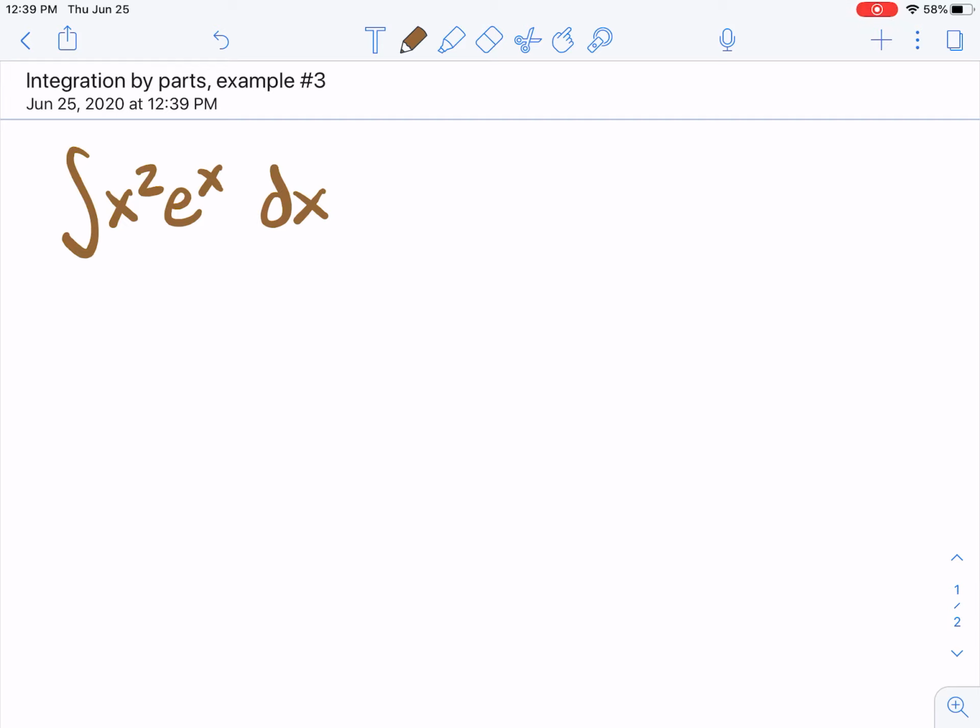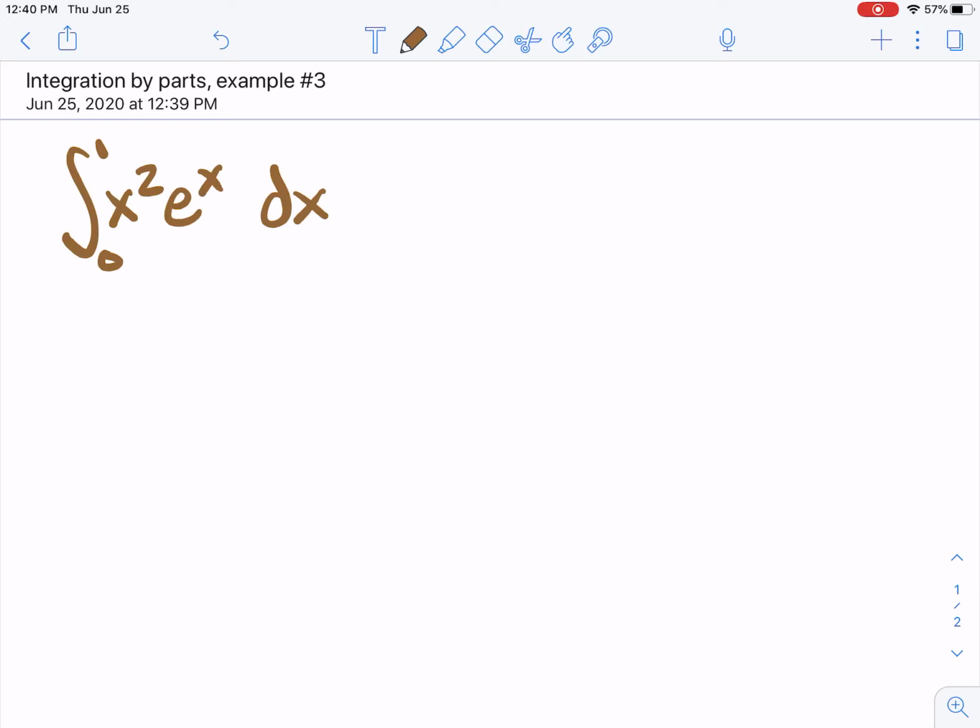This is the final example for today. This is a 2-for-1 special. We're going to do this problem because it's a definite integral, and I want to show you how to deal with the endpoints of integration when doing integration by parts. And also, we're going to have to integrate by parts twice in this example. So let's go ahead and start.